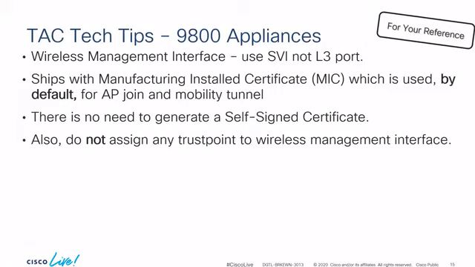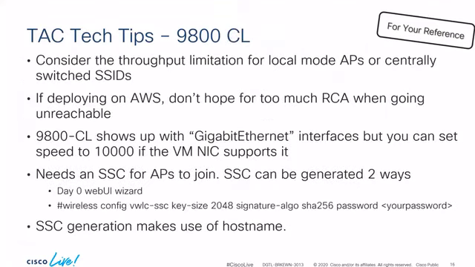9800 appliances ship with the manufacturing installed certificate out of the factory. This is what gets used for all of the AP join, mobility tunnel bring up, and any sort of DTLS communication. So there really is no need to generate any other self-signed certificates on it, nor to manually go align a certificate trustpoint with the wireless management interface. All of that is automatically done on the appliance. Which is very different from what the 9800 CL is like.